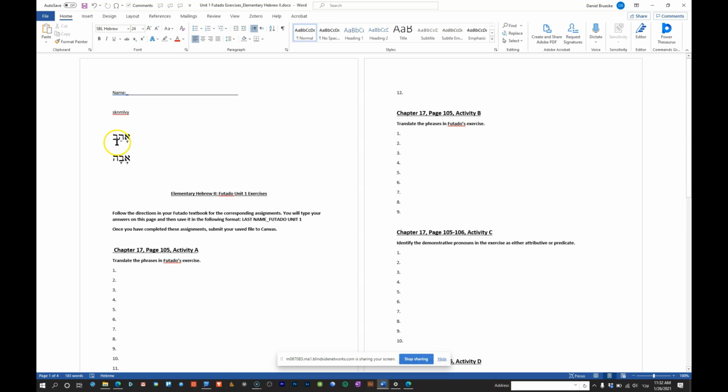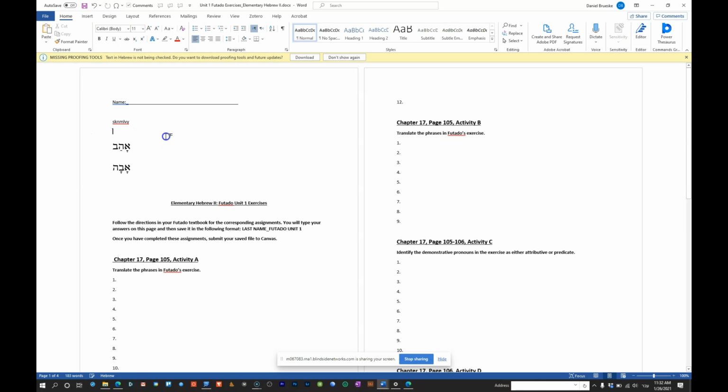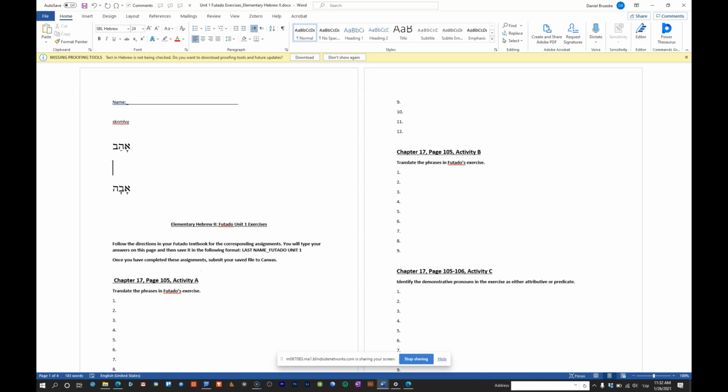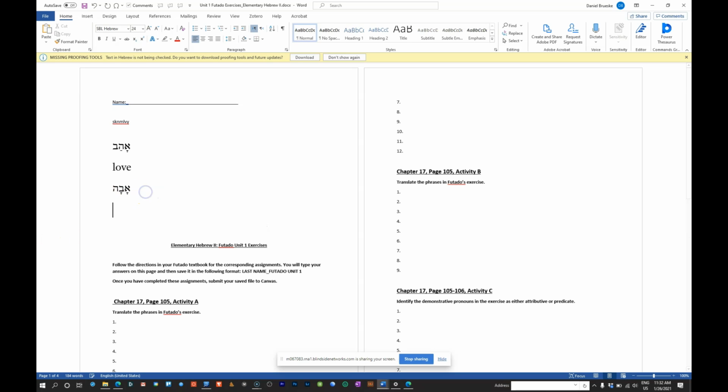And the way that I finally distinguished them was, let me do this. Okay, Ahav means love, and Ava means want, willing. That's pretty good. The word love ends with a V sound. Ahav ends with a V sound. So love ends with the V, Ahav ends with the V.